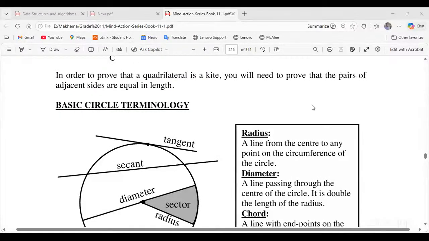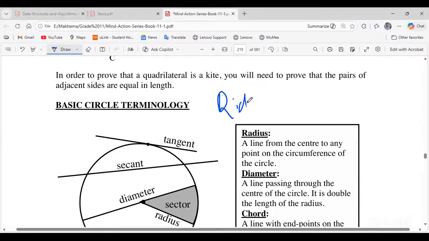Hello guys, welcome to the grade 11 mathematics Euclidean geometry lesson, where we will be having a look at circle Euclidean geometry, or you can say riders. What are the riders? Riders are the problems consisting of circle Euclidean geometry like this one.